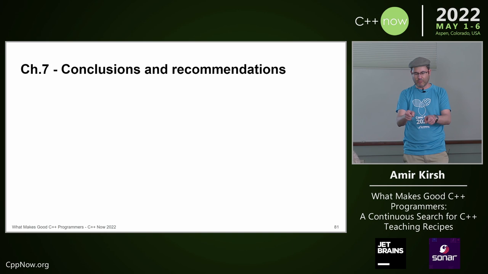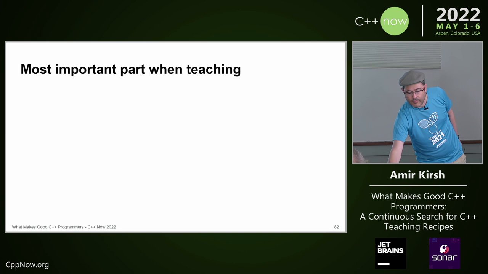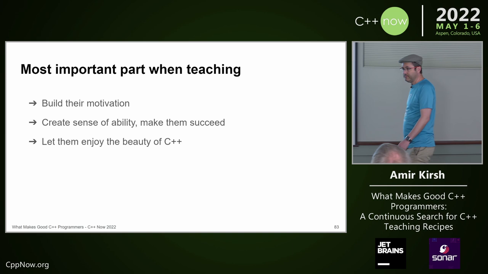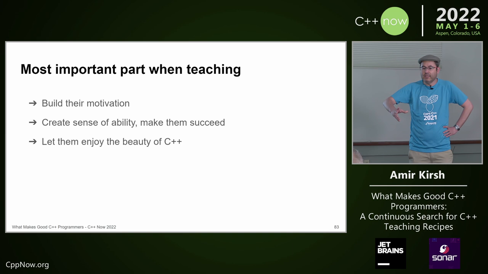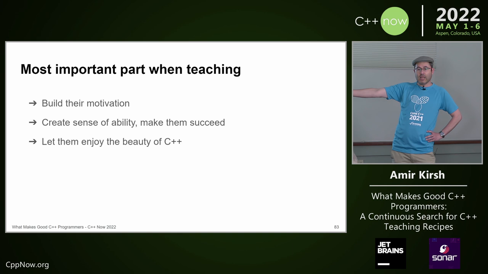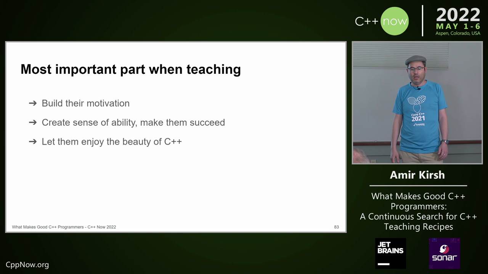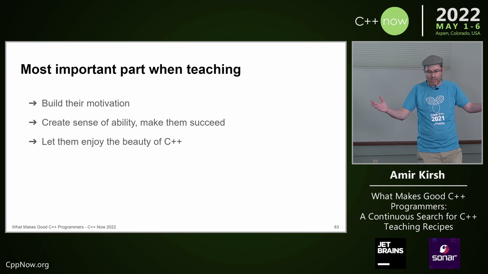So, conclusions. The most important part when teaching is the motivation in each and every lesson. I mean, not only on the first one. Create a sense of ability. They have to succeed. I cannot, for example, in the exam, expect 40% failures and say, okay, the course is fine. I was struggling with that. I tried to change things and I feel okay with the current formula that I have, but I can still change. I'm learning all the time how to do things better.